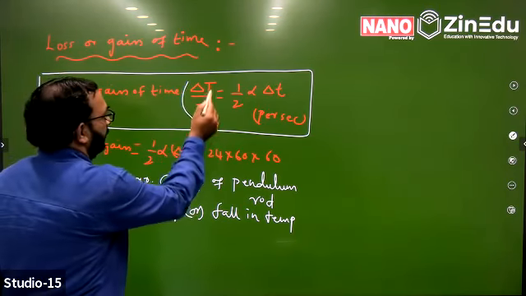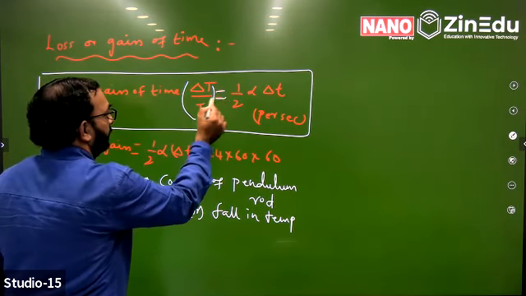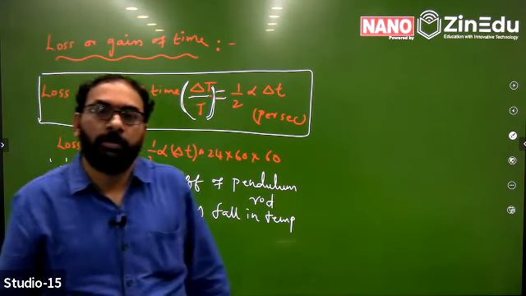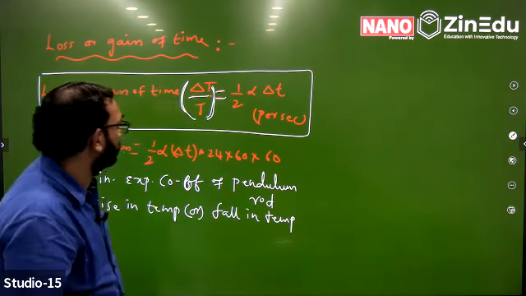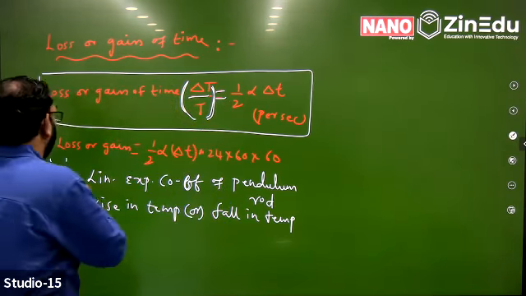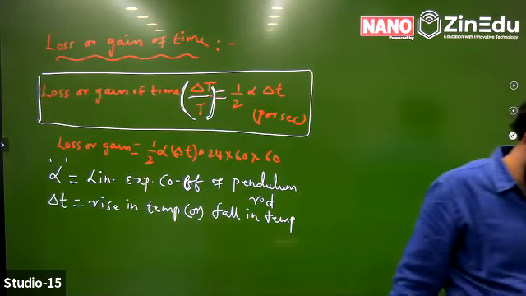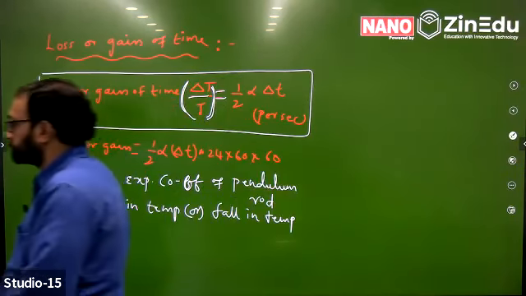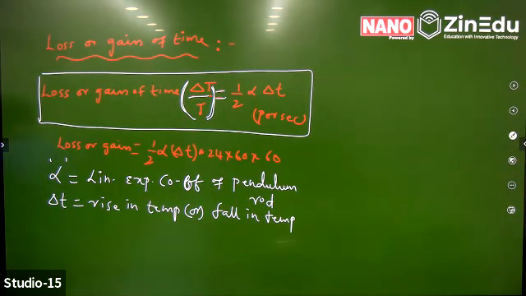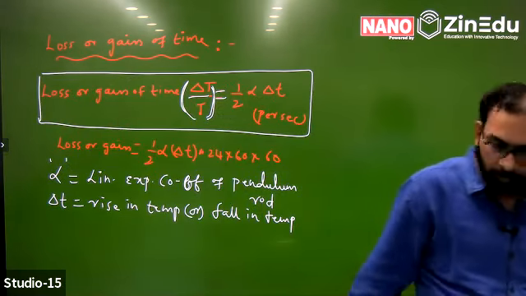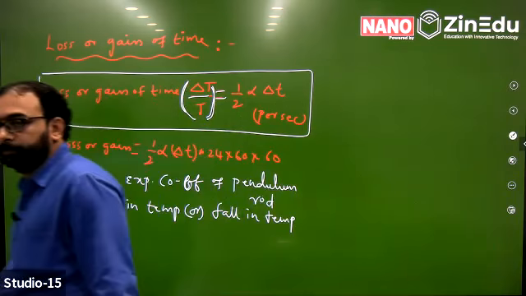And this one, delta T by T, means the change in time period by original time period. The change in time period by original time period is nothing but the loss or gain of time per second, and this is per day. We will take up one question basing upon this. Have you noted this? Yes, sir.